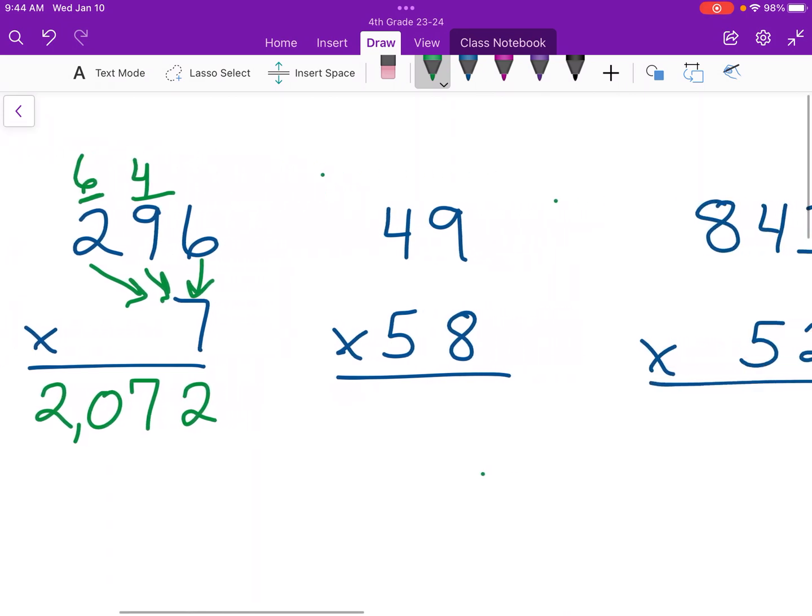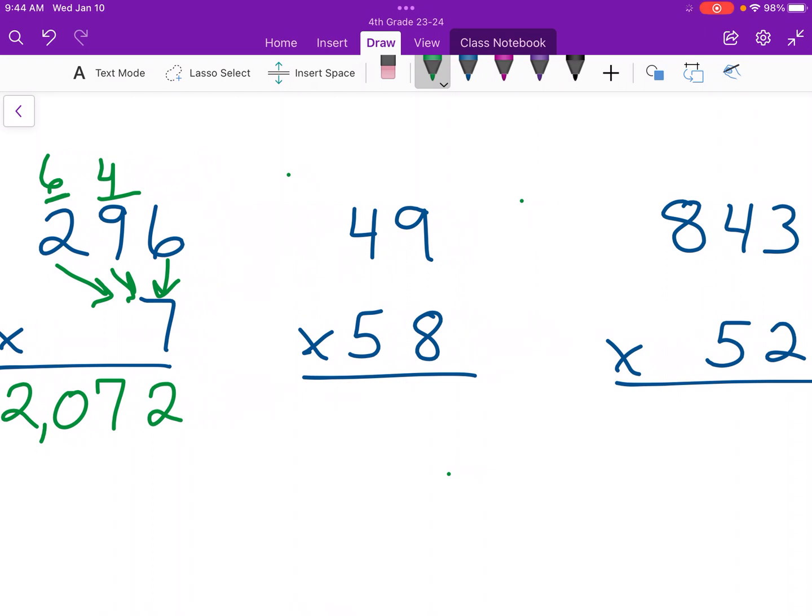Moving on to a 2 by 2. 49 times 58. Go ahead and pause. Okay, we're back. First step, 9 times 8, 72. Keep the 2, carry the 7. Second step, 4 times 8 is 32 plus 7 more makes it 39.